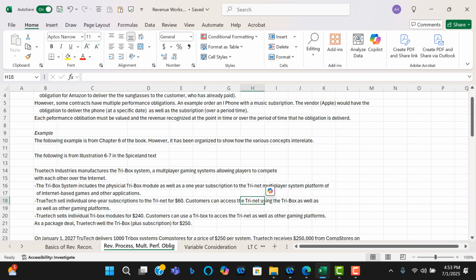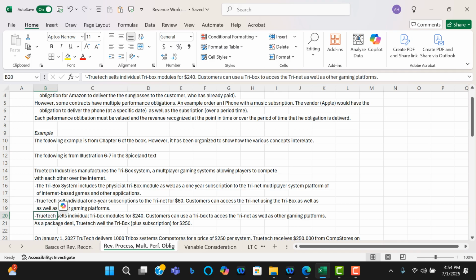Customers can access the TrueNet system of games using the TrueBox as well as other gaming platforms. That's a very important piece of information too. So there's two pieces of information: a subscription to this network of games costs $60, but you can access this system of games that True Tech, the company, sells using either the company's own TrueBox hardware or other gaming platforms. So there's probably other pieces of hardware made by other companies that you can use.